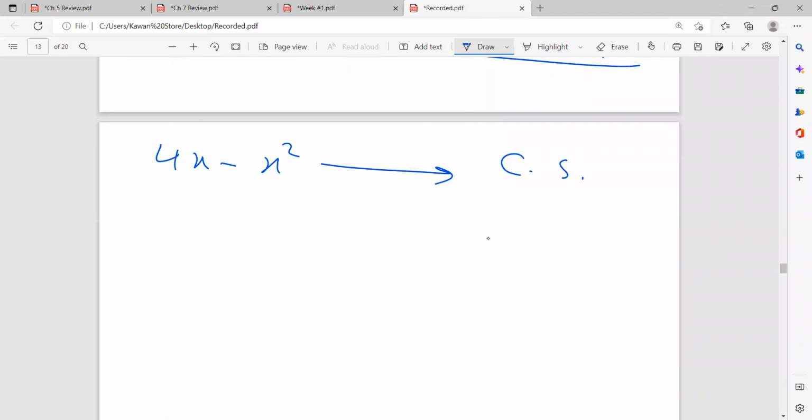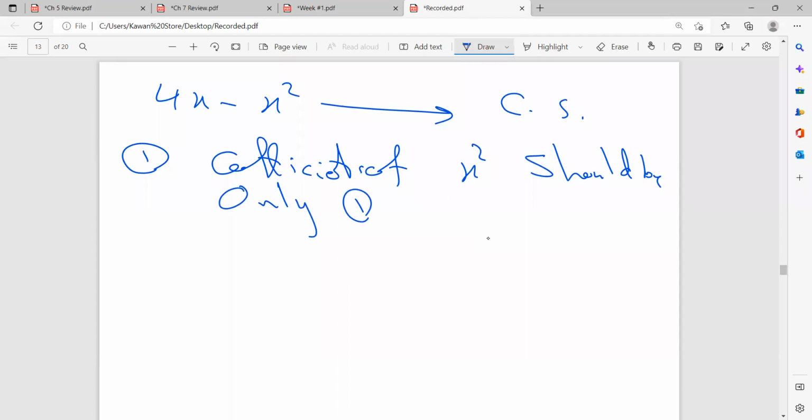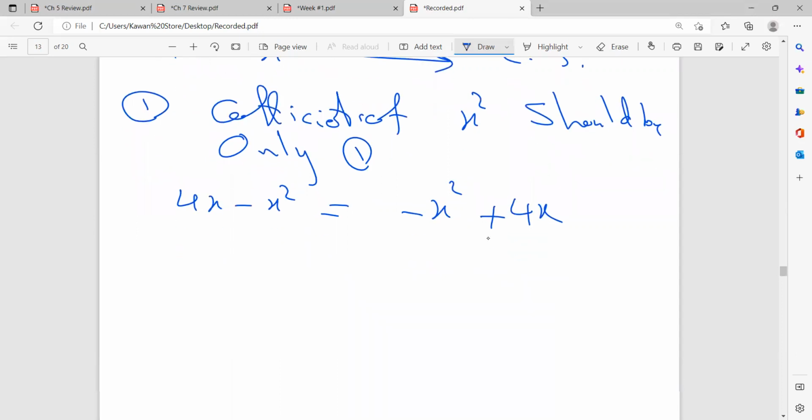For completing the square, we have 4 steps. I'm going to mention them here. First of all, the coefficient of x squared should be only 1. What do you mean by that? So I have 4x minus x squared. I can write it down like that. Am I right? Understood? I am going to change the x squared to be positive.